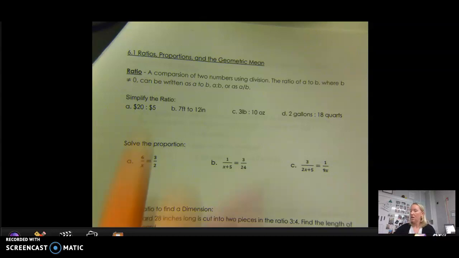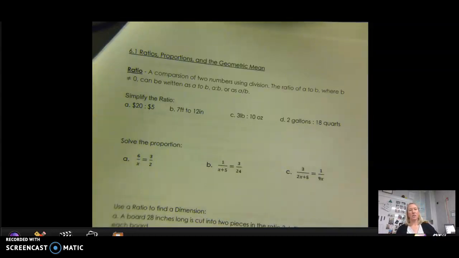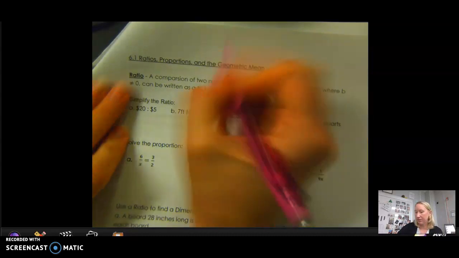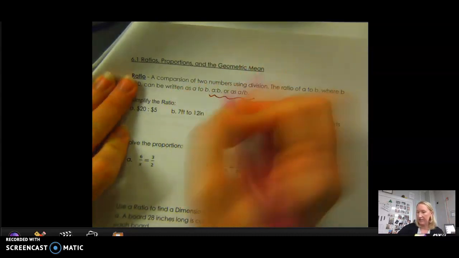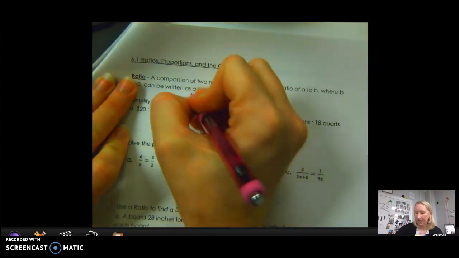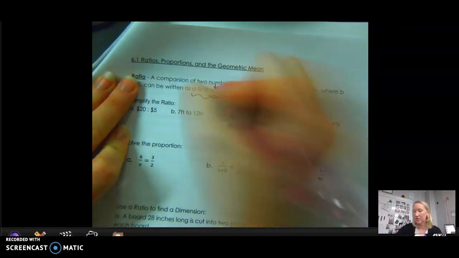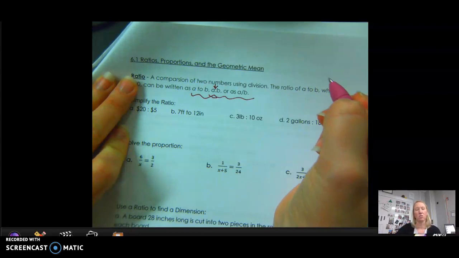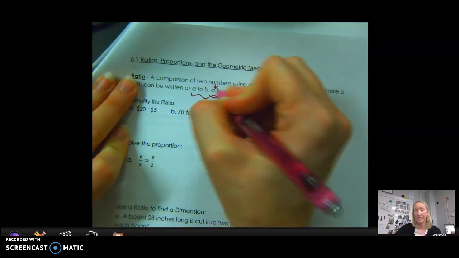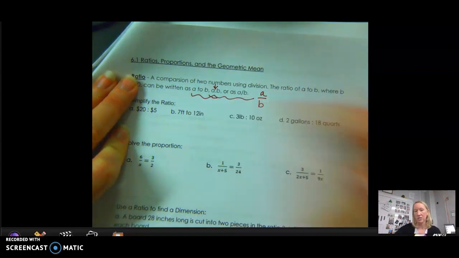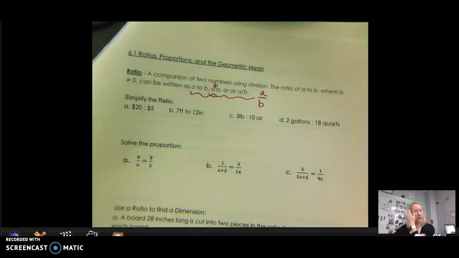Okay. So first thing, a ratio. A ratio is a comparison of two numbers using division. The ratio of A to B, where B cannot be 0, can be written in 3 different ways. We can write it as A to B, using the words. We can write it with a colon. And we can write it as A over B, which looks like a fraction, but is really a ratio, okay?